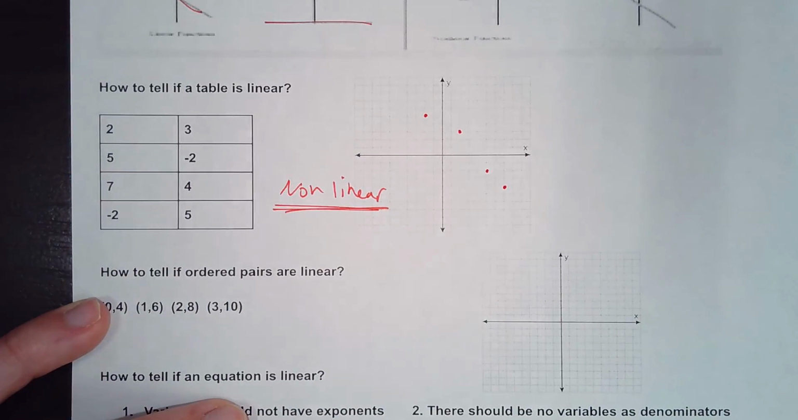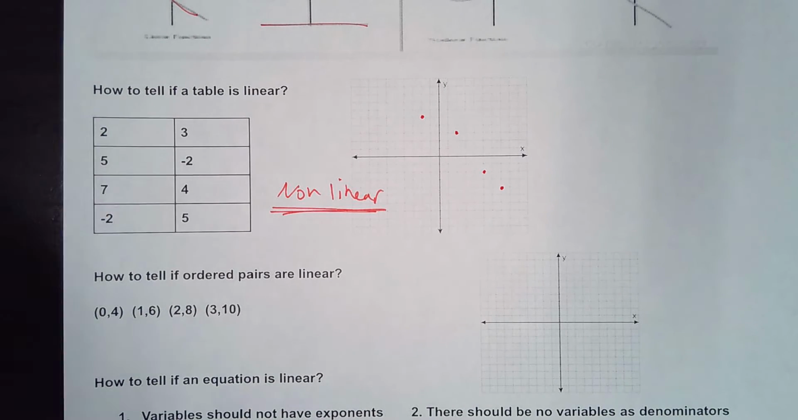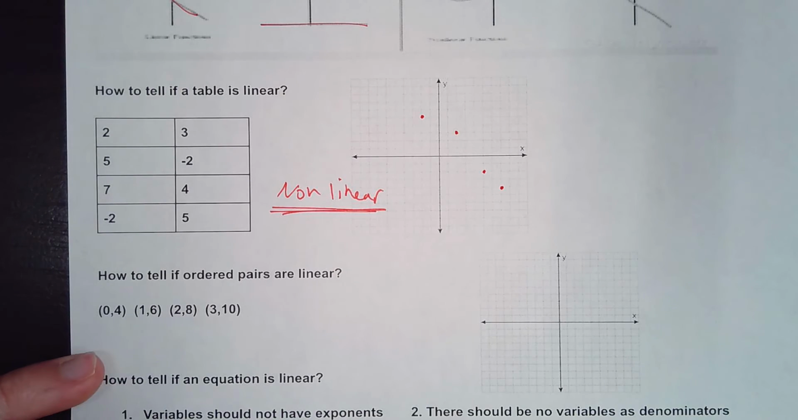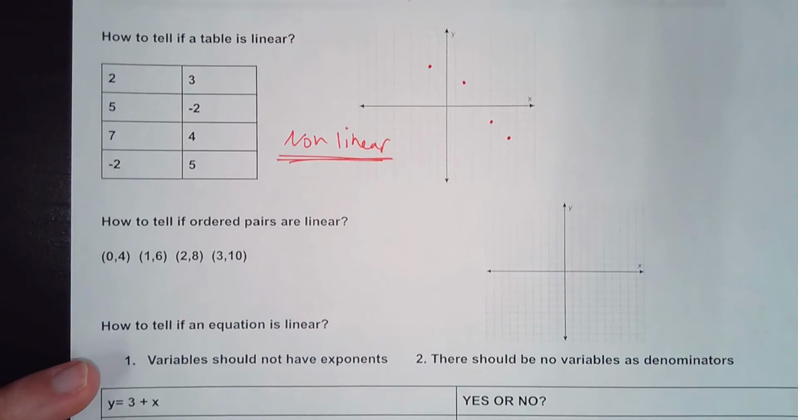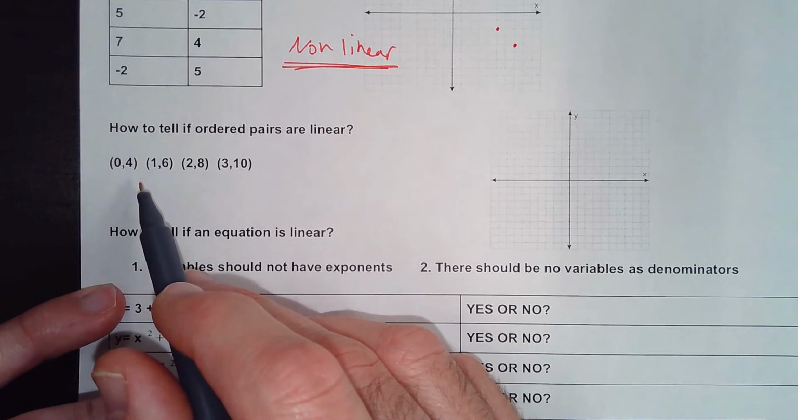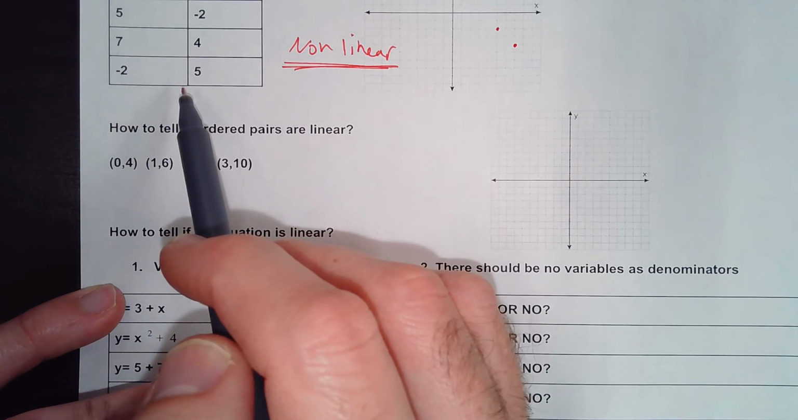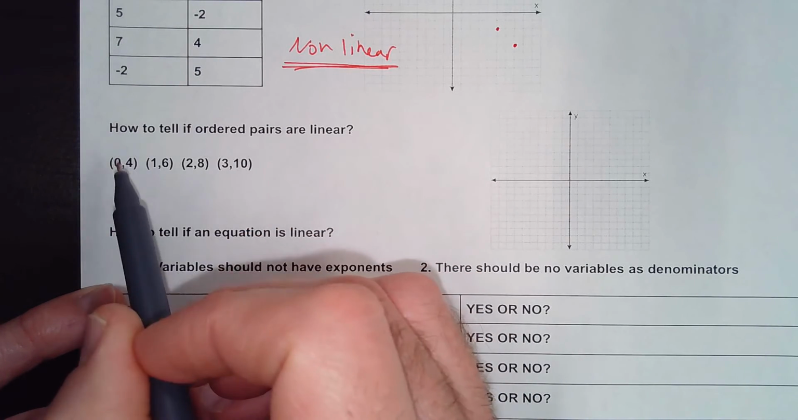So if you're given a table, you can plot them. Later on, we can also talk about how you can look at the table and check them. For now, we're just going to look at graphing them. Okay, we can do the same thing with ordered pairs. A table is basically ordered pairs, just in a different format. It looks different. So let's plot these.